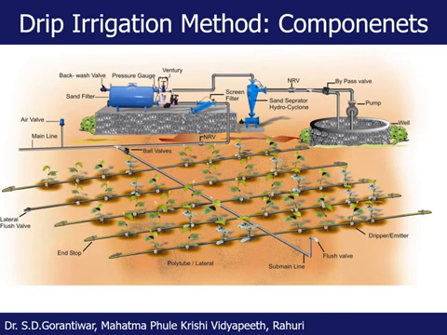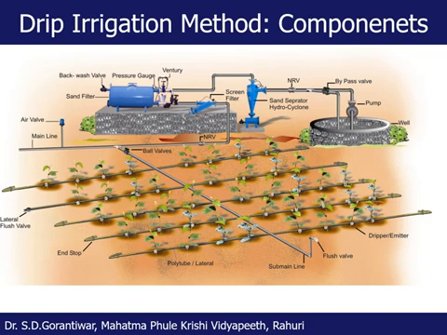Then the submain of the subunit is connected to the main pipeline. As you see, this is the horizontal pipeline shown in this figure, and this main pipeline is further connected to the device which is called the disc filter or screen filter.